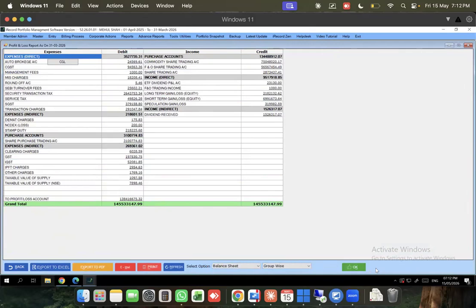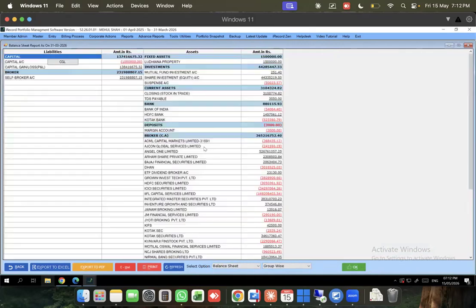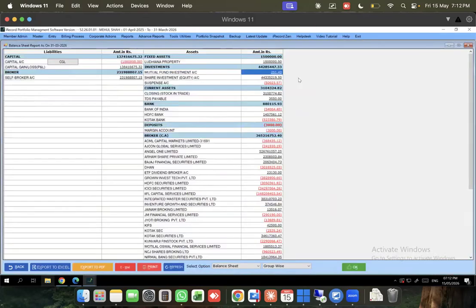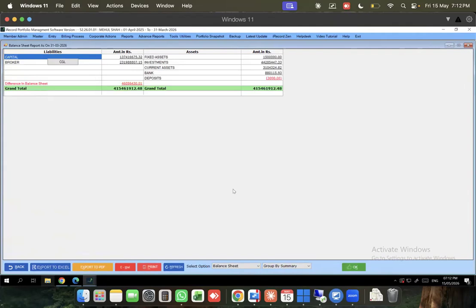And lastly, coming on to your balance sheet, this is how your balance sheet will look. Your liabilities on the left, your assets on the right. Wherever you click, the ledger pops out. In case you wish to also see on a very summarized basis, we also have group by summary. So all your account groups will be summarized into the major heads and shown to you in a very prefixed summary-wise basis.